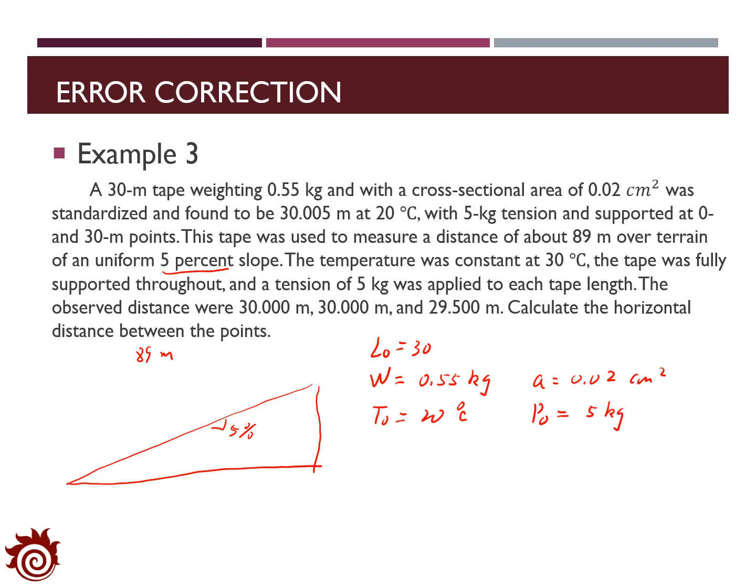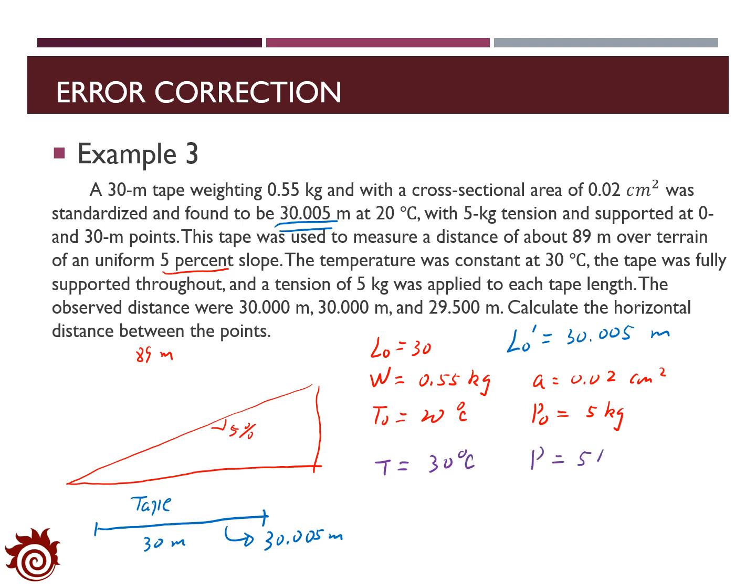Another thing we find in the example is that the 30 meter tape is actually found to measure 30.005 meters. So even though the tape is marked as 30 meters, the true length is 30.005 meters. So we set the true length of the measurement for 30 meters from the tape as 30.005 meters. We also want more information about the measurement. The applied temperature is 30 degrees. The applied tension is 5 kilograms, which is also the standard tension.